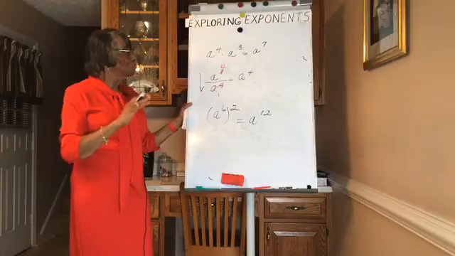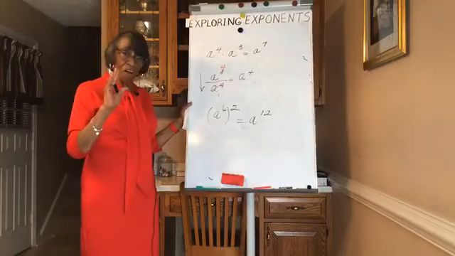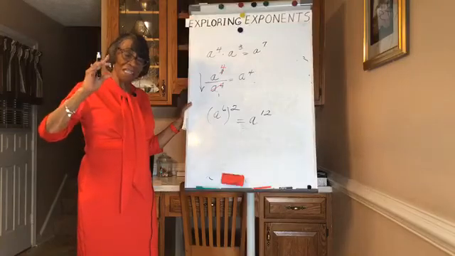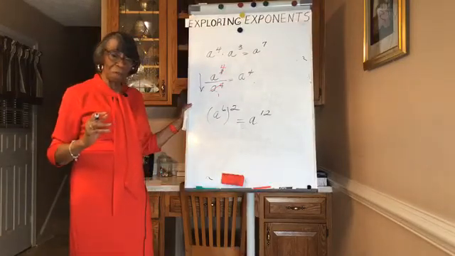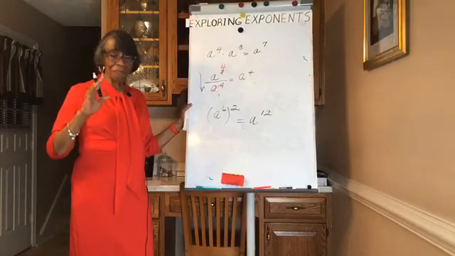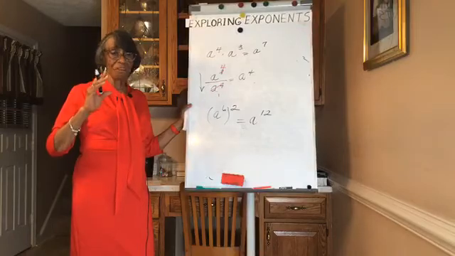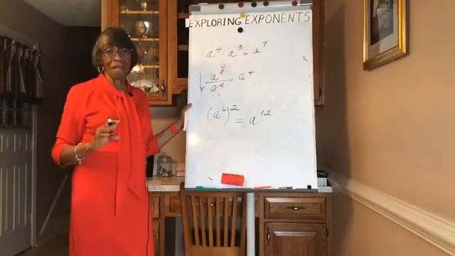Again, we're exploring exponents. And exponents are the small numbers written to the right of a base number or a base variable that tells how many times that variable or that number is being multiplied by itself.